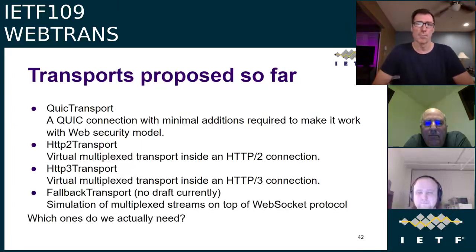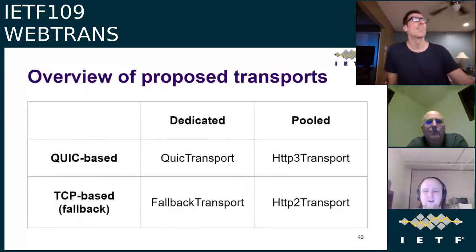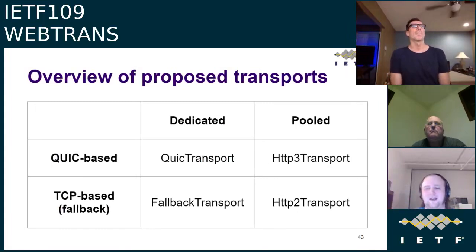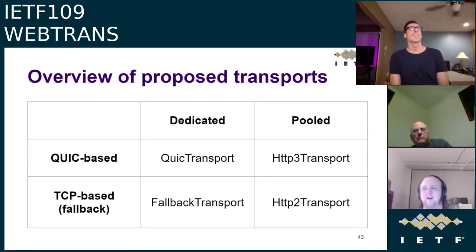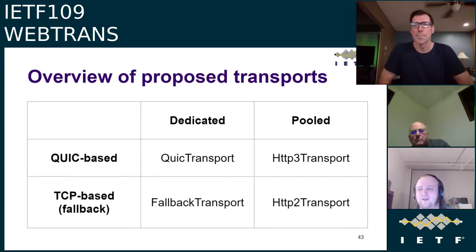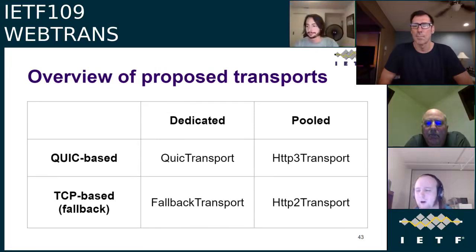Next slide. So as an overview, there are very easy axes that you can split: dedicated versus pooled, QUIC versus TCP, and those are the defining characteristics. Those used to be less defining. With the latest updates to QUIC transport, H3 transport, etc., I feel like they're the most important characteristics of all of those. Next slide.